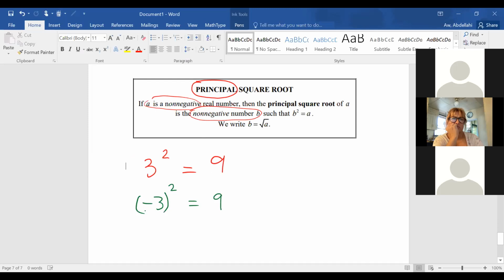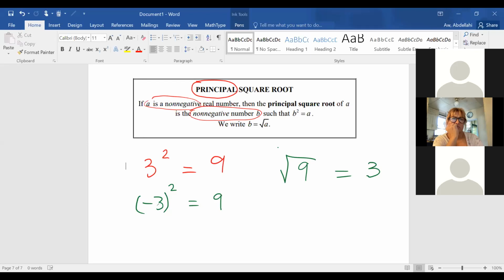But -3 is not positive. So when somebody asks you what is the square root of 9, you don't say -3, you just say +3. The square root has to be positive by definition. The principal square root has to be positive. But if you ask what are the numbers that when you square them you get 9, you have 2 numbers, 3 and -3. But the radical sign belongs only to the positive number. Do you agree with that?